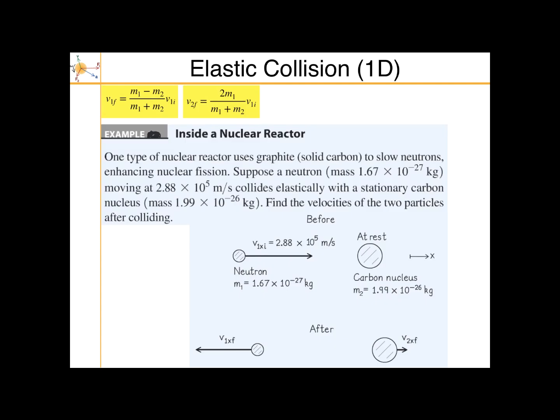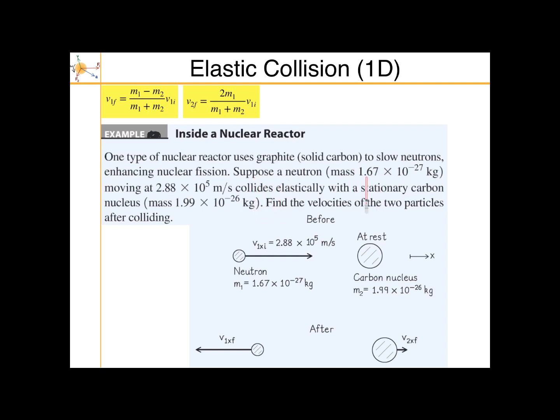Let's do an example applying these new elastic collision equations. Remember, these are only good for elastic collisions where the second object is initially at rest. So here's a good calculation for something that often happens inside a nuclear reactor. One type of reactor uses graphite, solid carbon, to slow down neutrons. Turns out if neutrons are going too fast, they're not good for nuclear fission. You need them at just the right speed. So sometimes you can use graphite to slow down those quick neutrons.